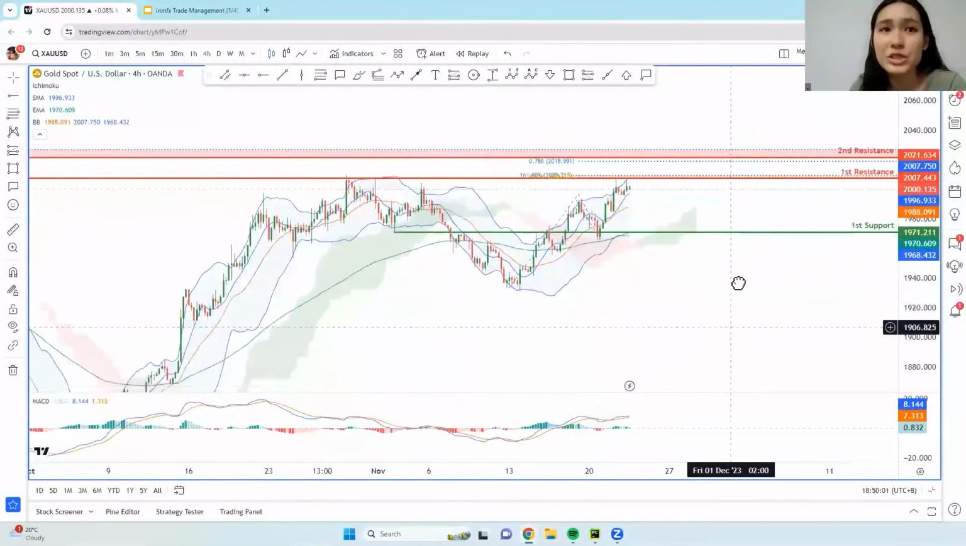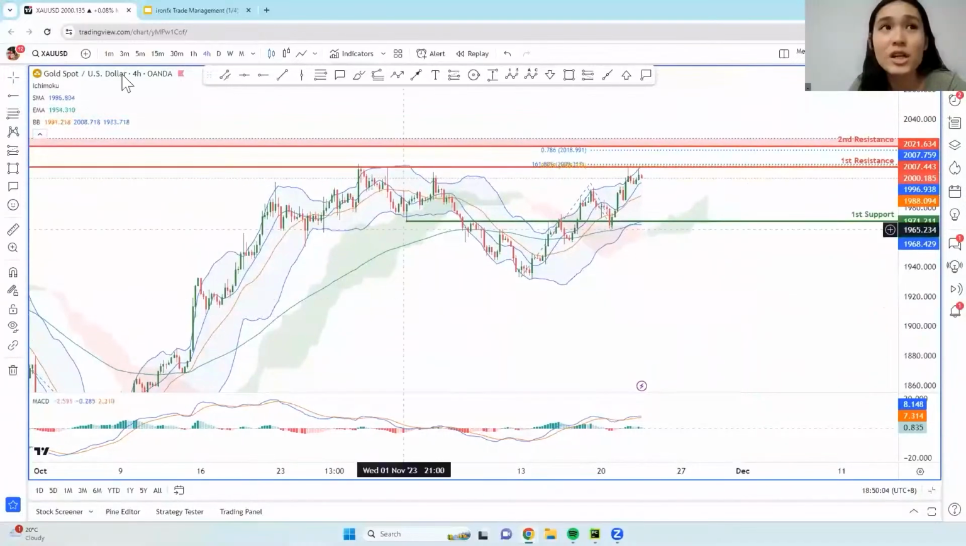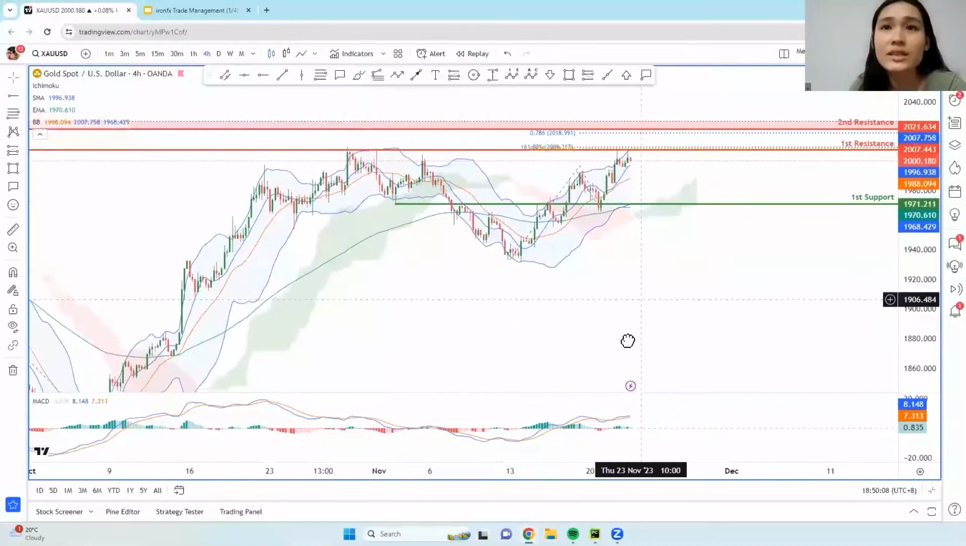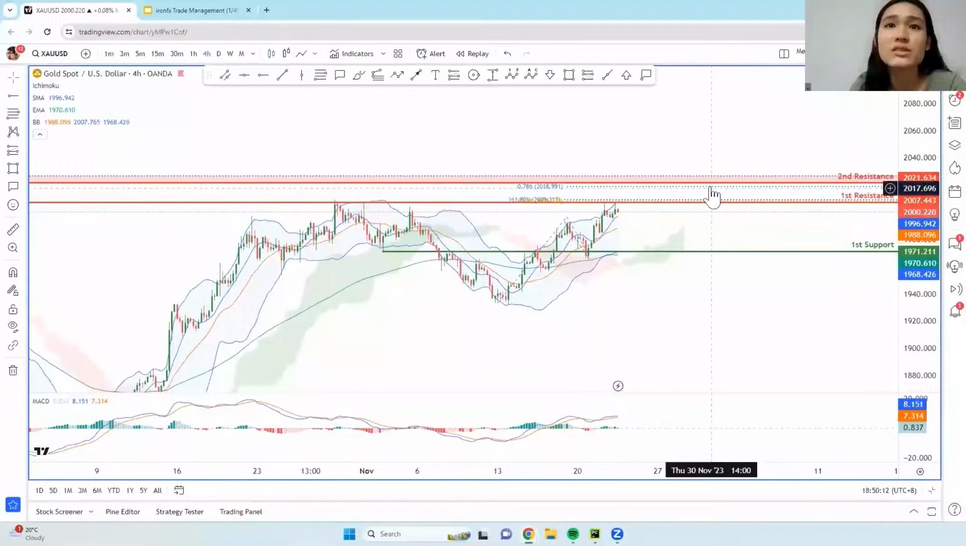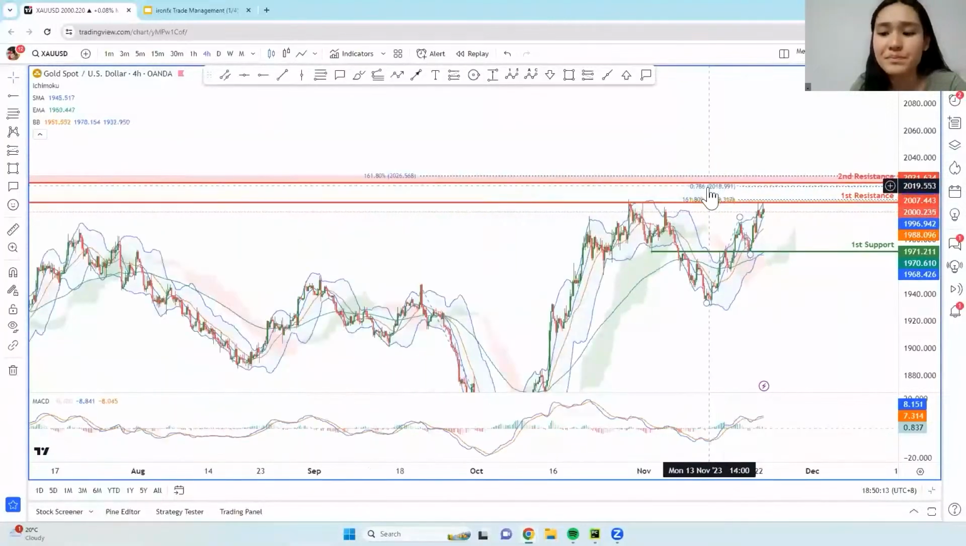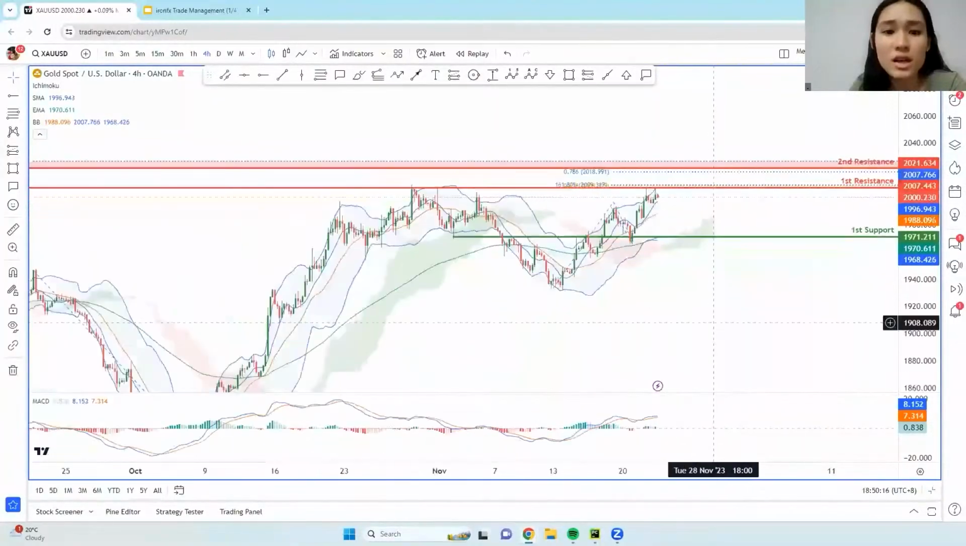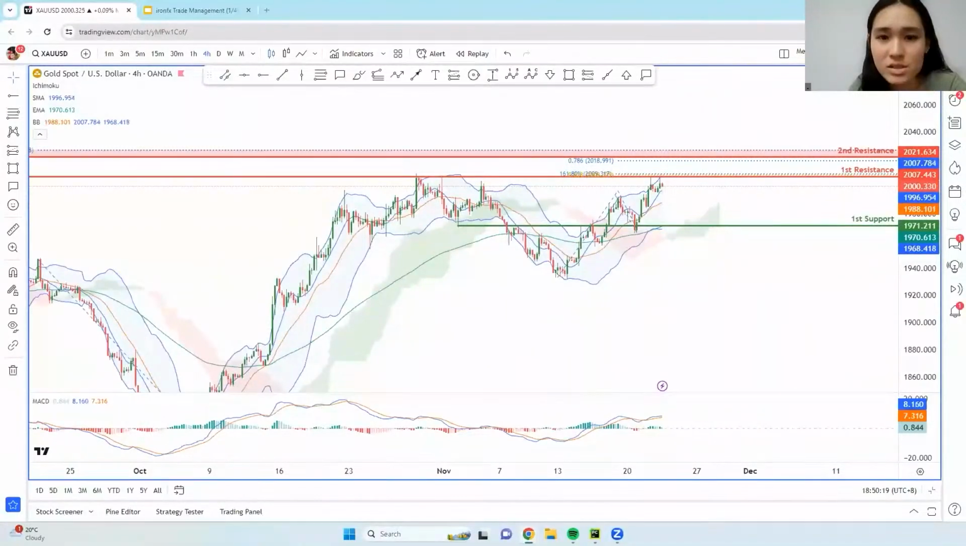There's a lot of upward pressure here as we see from our other time frames as well as our indicators here. So we can expect it to continue to push towards our second resistance. Do you guys have any questions or anything else you'd like me to go through?